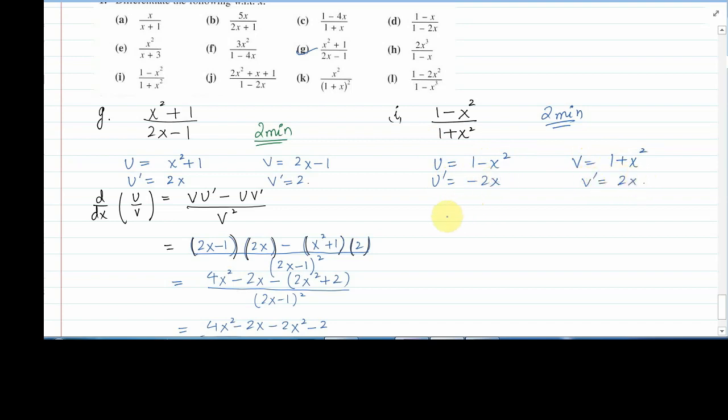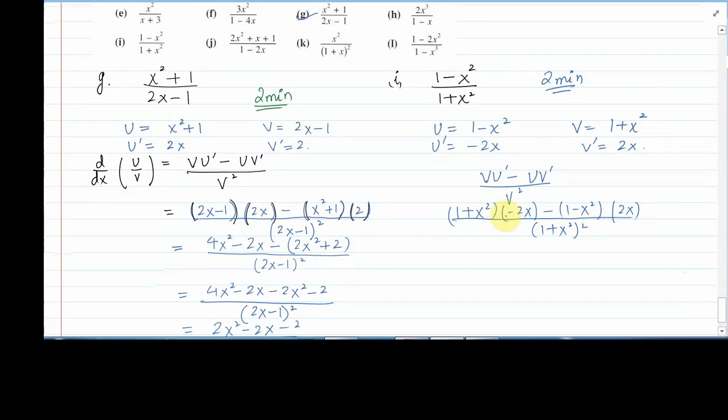Now the working formula: v derivative of u minus u derivative of v divided by v square, right? So v is what? V is 1 plus x square, derivative of u is what? Minus 2x, minus u is what? U is 1 minus x square, and derivative of v is what? It's 2x, divided by v square, which is (1 plus x square) whole square.